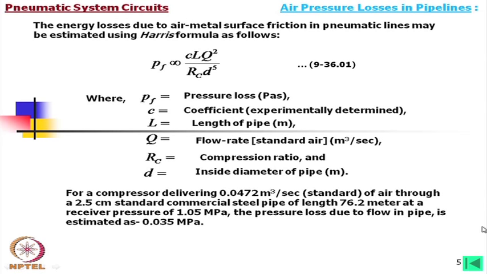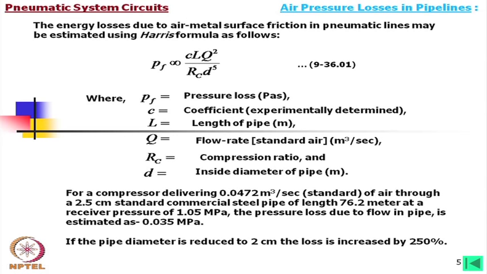Okay, this is all right, this 0.035 is not a huge figure, but if we reduce this pipe size just from 2.5 centimeter to 2 centimeter, that means from 25 millimeter to 20 millimeter, then the loss is increased by 250%. So, therefore, determining the size is very important.